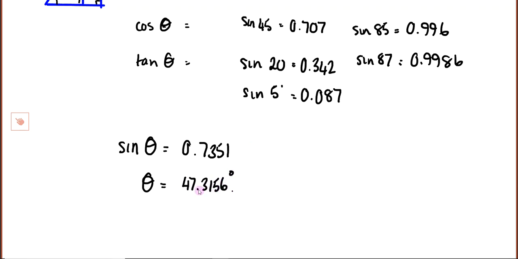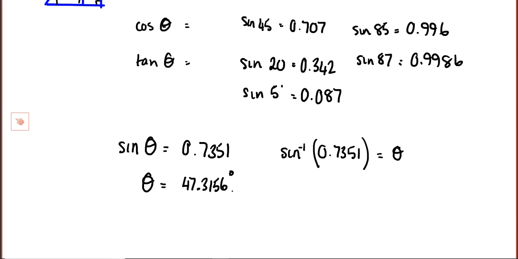Okay, degrees. Would you like to remind people how it was done? Okay, so you do 0.7351, and you do the inverse. Remember, the inverse sine of 0.7351. However your calculator does that, that will tell you what the angle is. Okay?